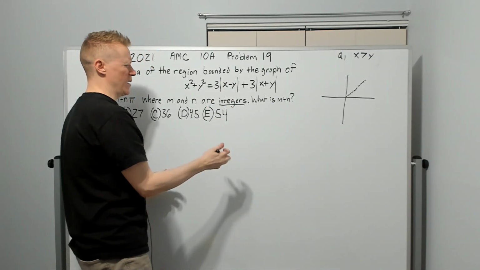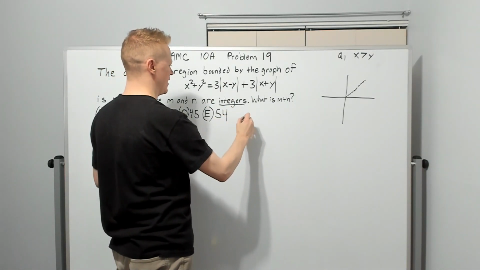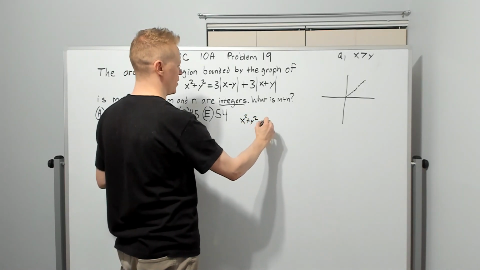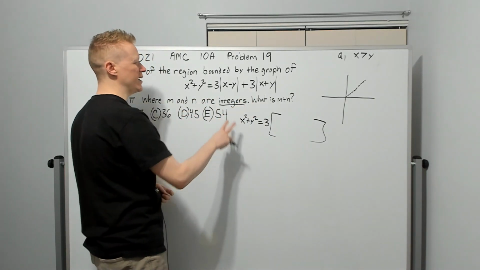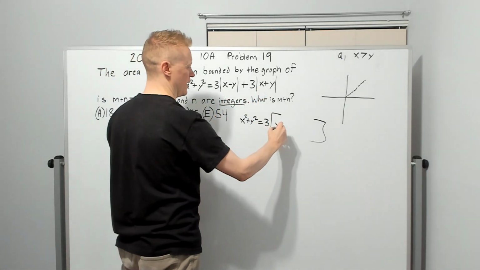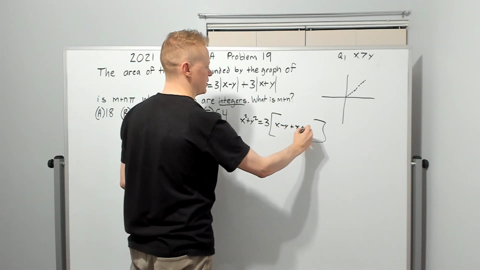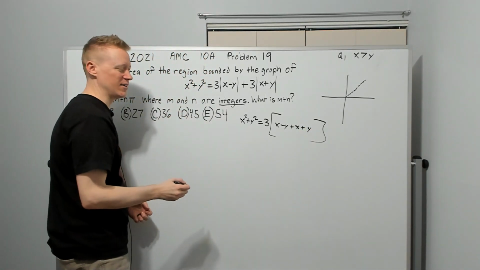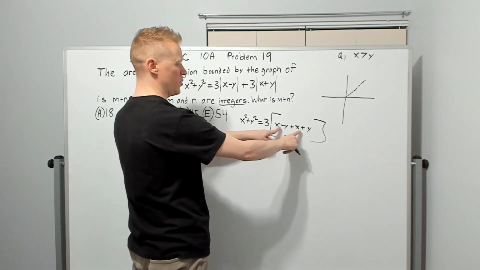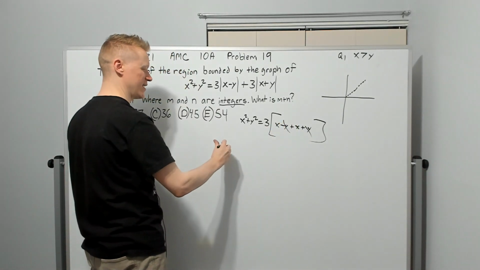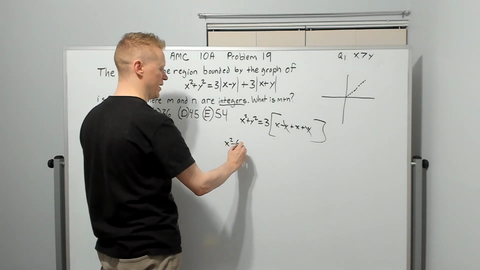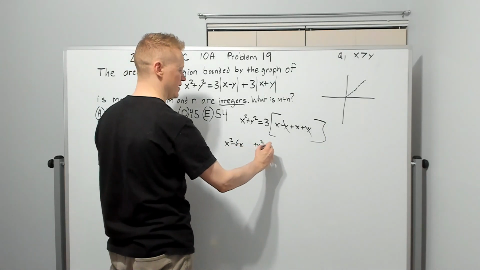So what happens then? We would get x squared plus y squared equals 3 times, I'm going to factor out this 3, and it's just going to be x minus y plus x plus y. No longer needing absolute value, right? So then we're going to have 2x because the y's are going to cancel. 3 times 2x is 6x. Let's get it over here. x squared minus 6x plus y squared equals 0.